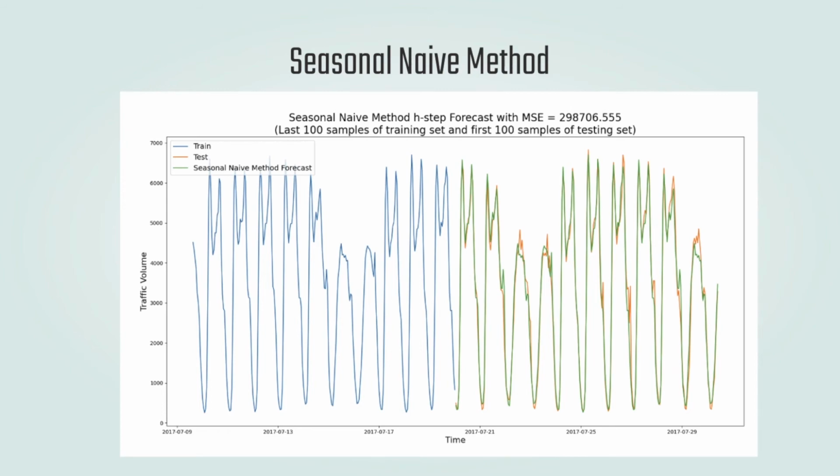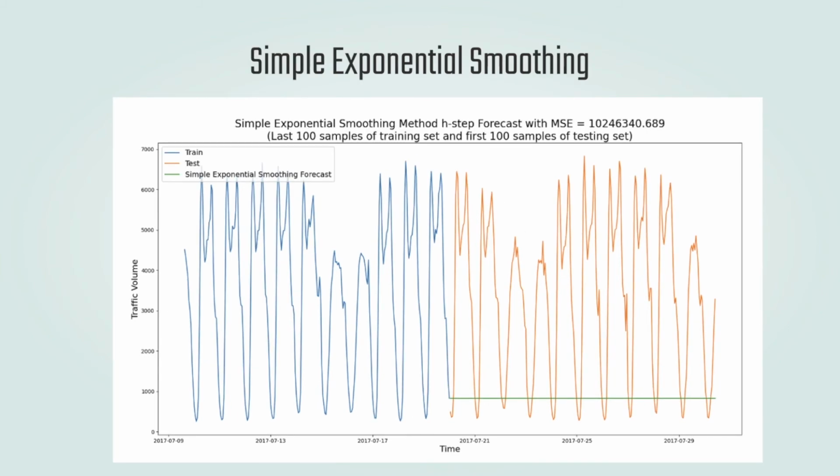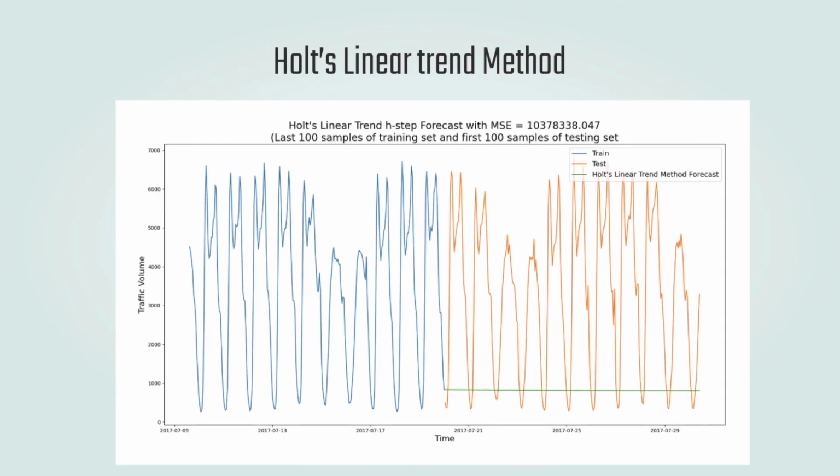In the seasonal naive method, each forecast is set to be equal to the last observed value from the same season of the year. For example, with hourly data, the forecast of all future 7 p.m. values is equal to the last observed 7 p.m. value. For the drift method, it's equal to drawing a line between the first and the last observation. It shows a line for the SES method of each step forecast. For the Holt's linear trend method, it shows a line too.